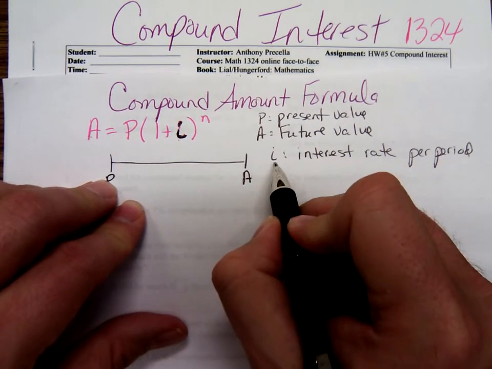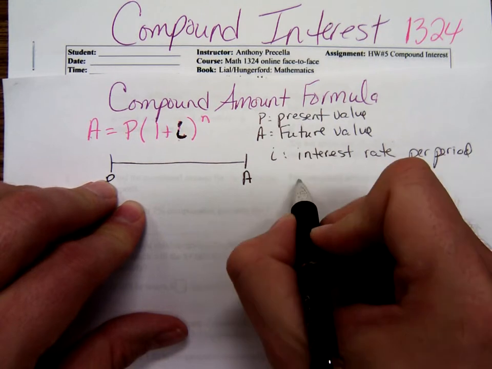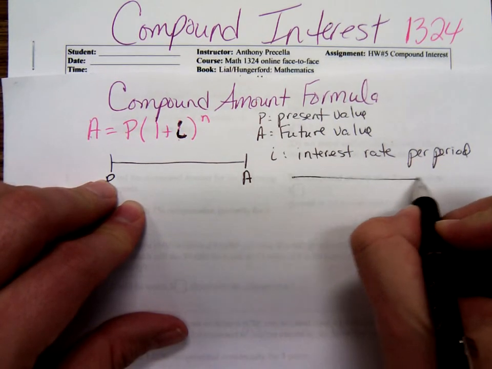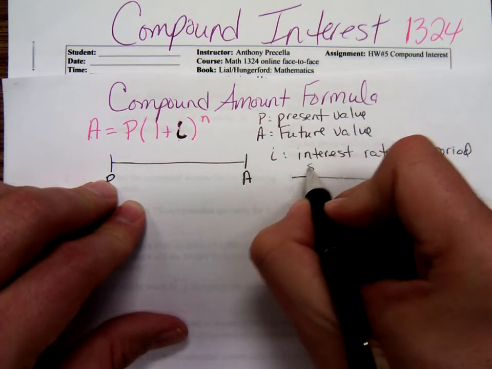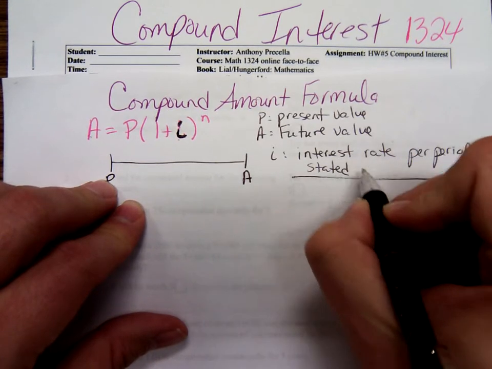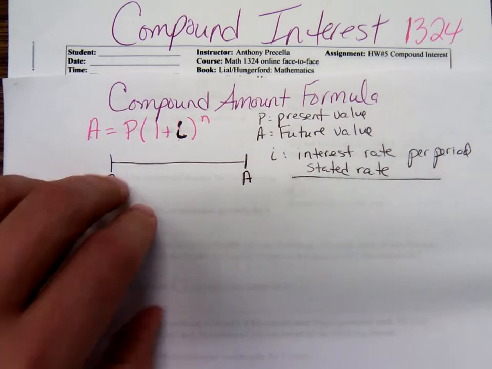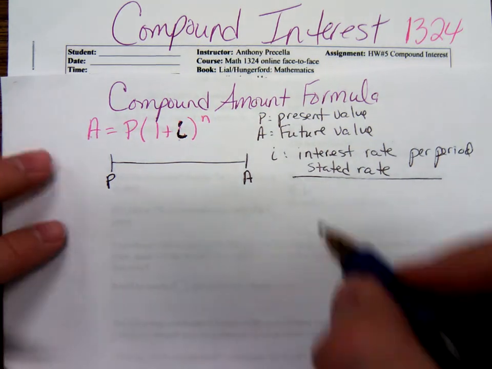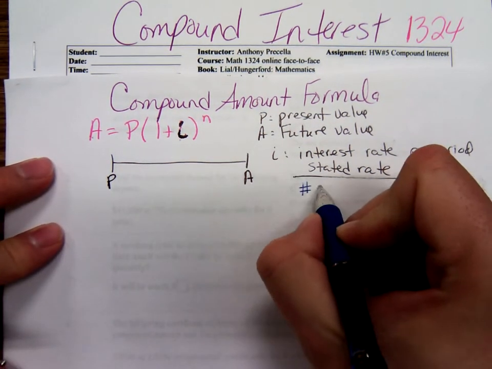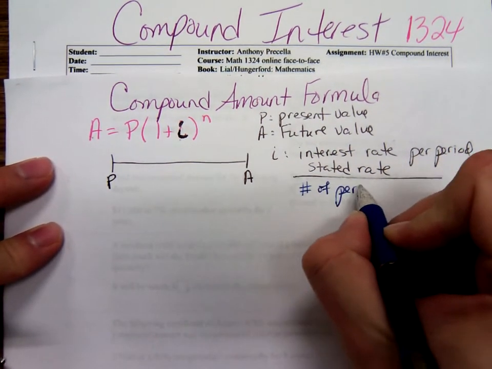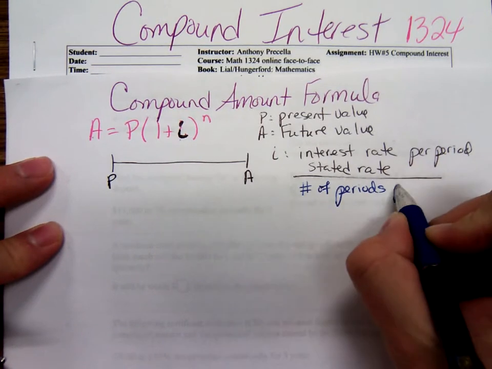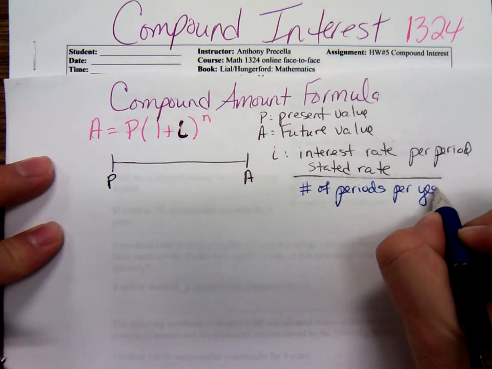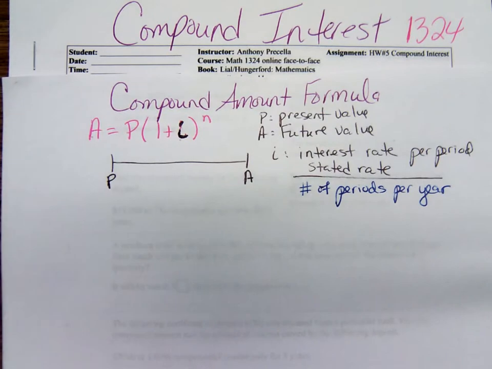To calculate lowercase i, you're normally going to divide. You take the stated rate, and the stated rate is always an annual rate, that nominal rate, and you're going to divide it by the number of periods per year.